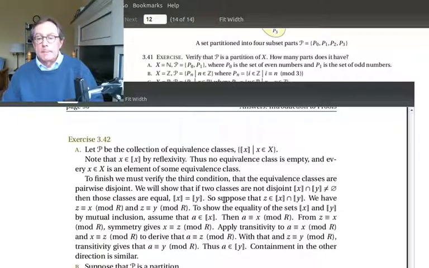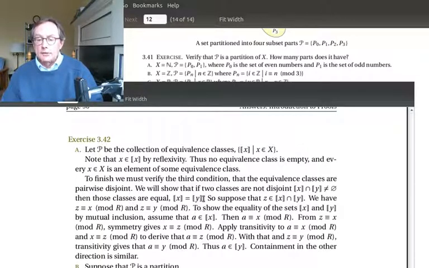Okay, so suppose that two of them have a non-empty intersection. I suppose that z is an element of square brackets x intersect square brackets y. That is, z is an element of the equivalence class containing x and also an element of the equivalence class containing y. Then I have to come down to the conclusion that, so I'm trying to show that if the classes are not disjoint, then the classes are equal.